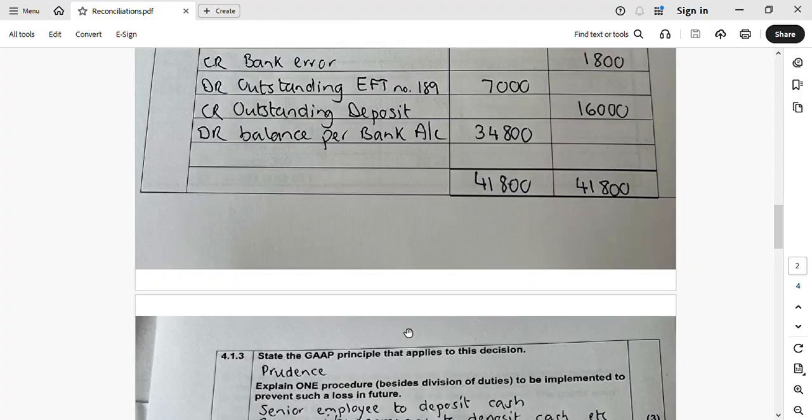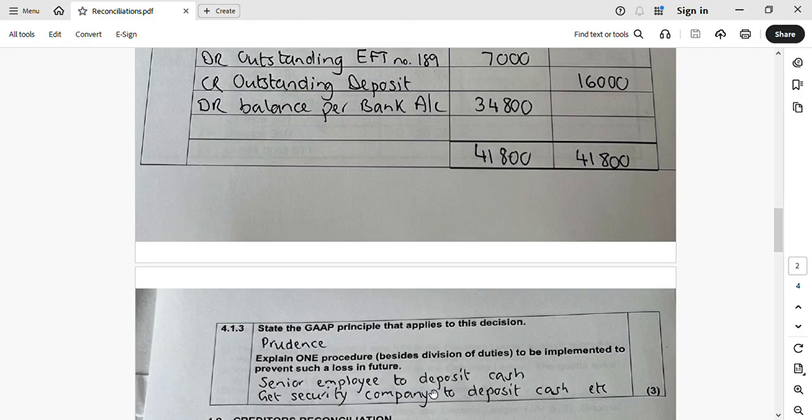And then different ways of preventing such a loss in future. Maybe you could ask a senior employee rather to deposit the cash. Even better, you could get security companies to come and collect and deposit the cash for you, and so on. Okay, so that's bank reconciliation. Thanks.